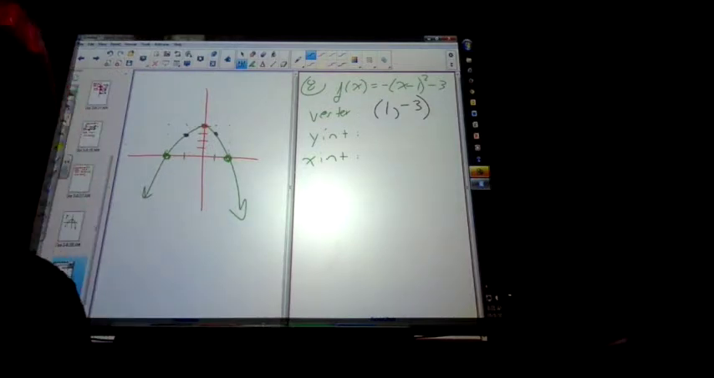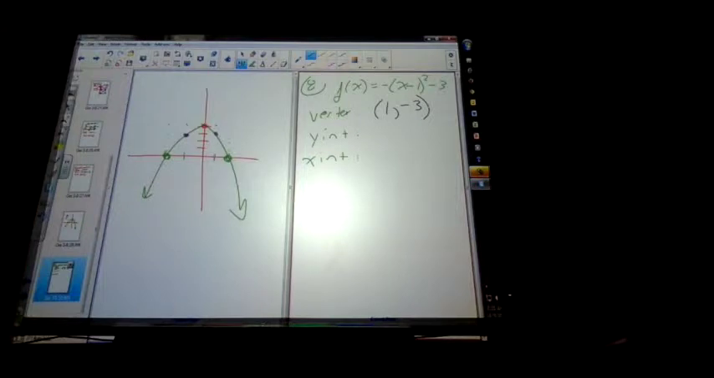What do I know about this parabola? It opens down. How do you know? The negative out in front of the quantity means it's going to open down. Do I know right now where it's going to cross the y-axis? No. Do I know where it's going to cross the x-axis right now?